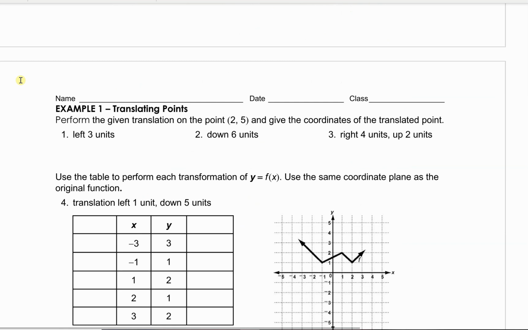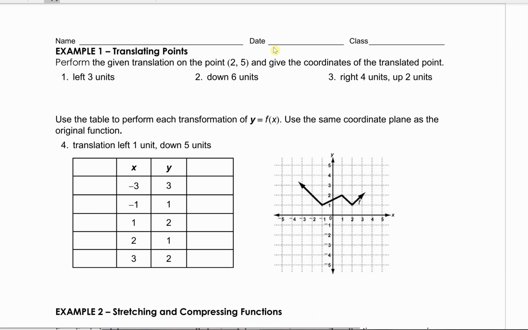So let's take a look at some of this stuff, and let's see if we can't figure it out. Perform the given translation on the point 2,5 and give the coordinates of the translated point. All right, so we're always going to use 2,5. All three of these questions we're using 2,5. You're going to use whatever point they give you in the homework.